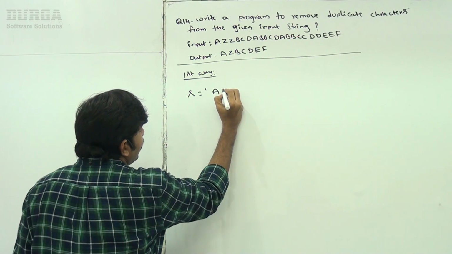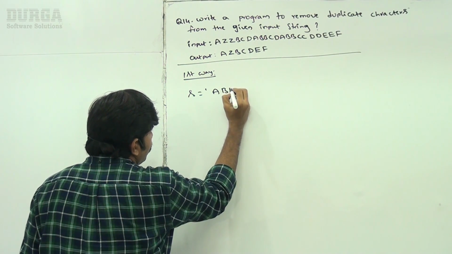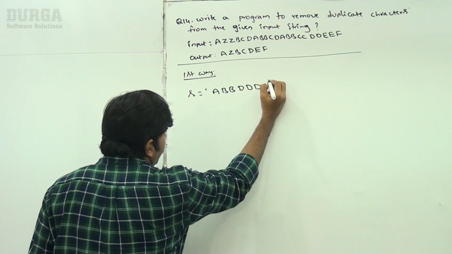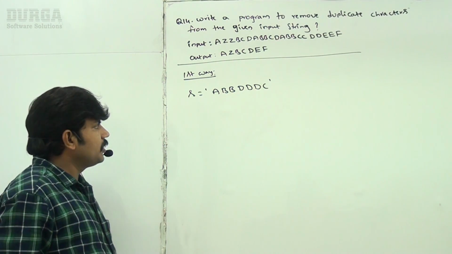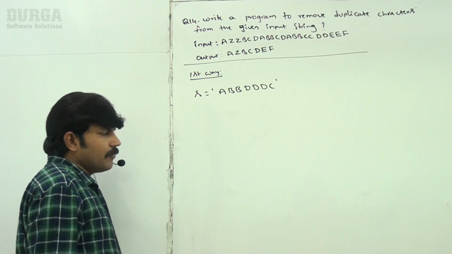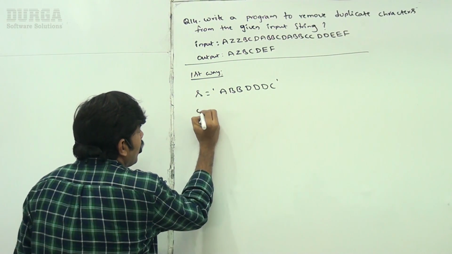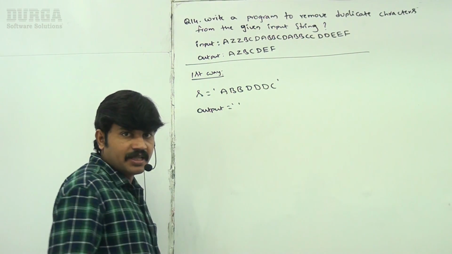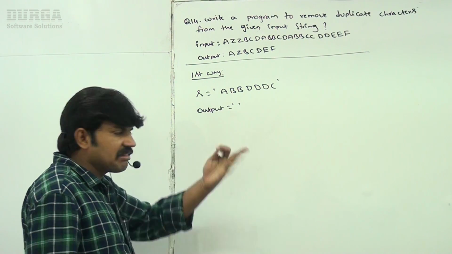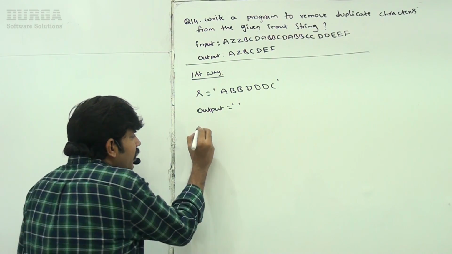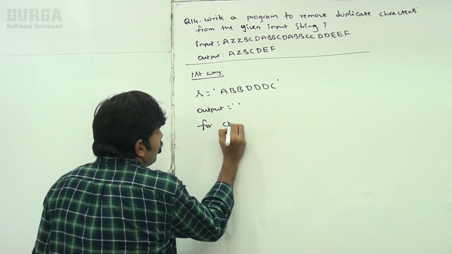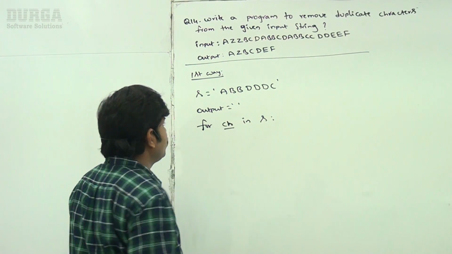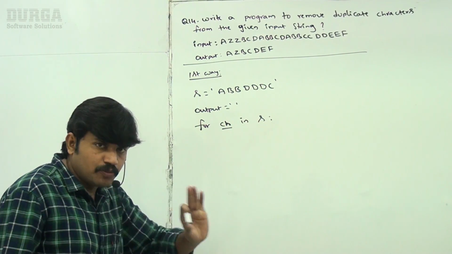Don't worry. A, B, D, C I am taking, sir. This is my input string. Now, sir, what do I have to take? Output is equal to empty, sir. At the beginning, output is equal to empty, nothing is there. For each character CH in S, present in the input, sir.